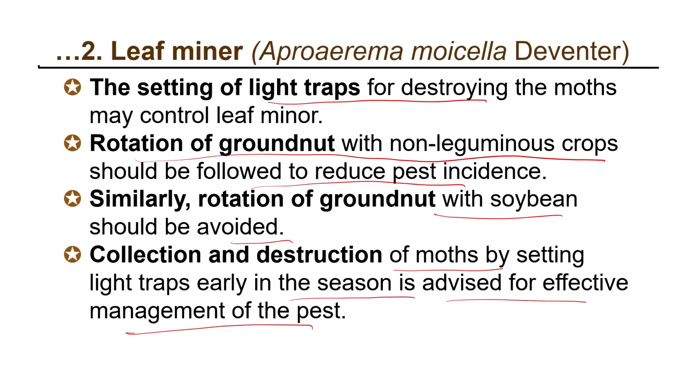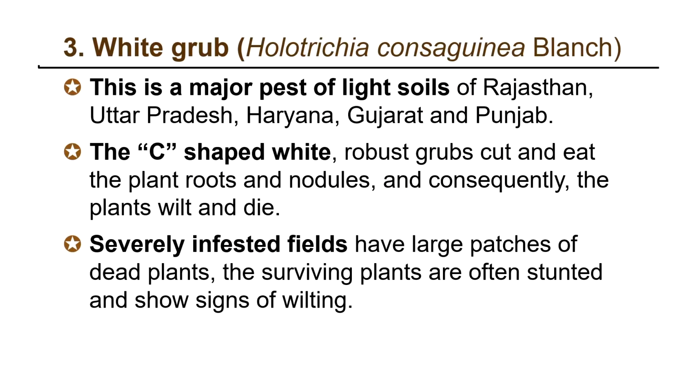Now, you may be surprised that the damage is being done by the caterpillar or larva, but how would control of the moth be useful in managing the pest? In fact, if we kill the adults, particularly females, then egg laying will be stopped and there will not be formation of caterpillars. So, one can also control the moth, the adult insect. Now, the third most important insect pest of groundnut is white grub, Holotrichia consanguinea Blanchard.